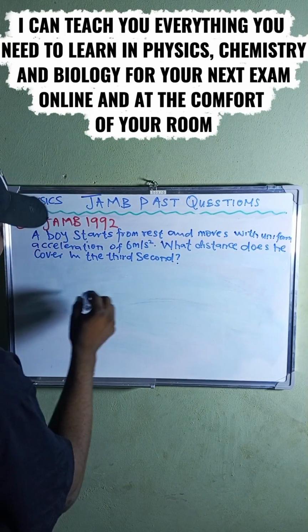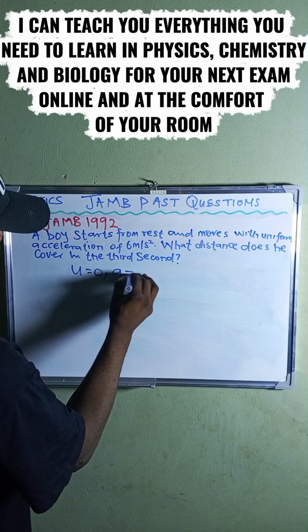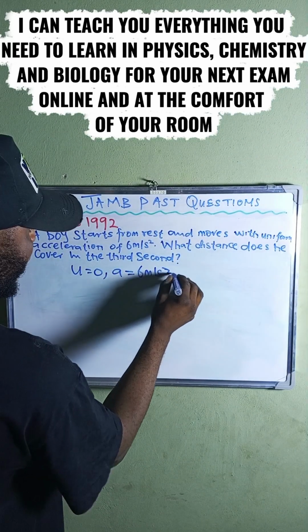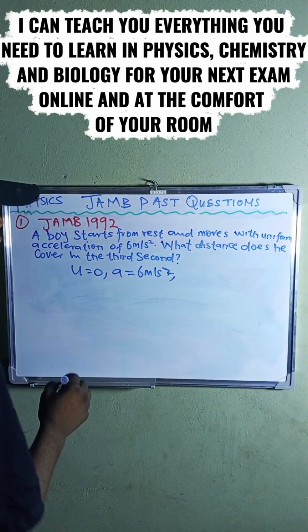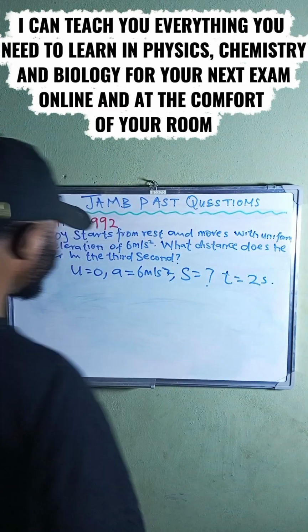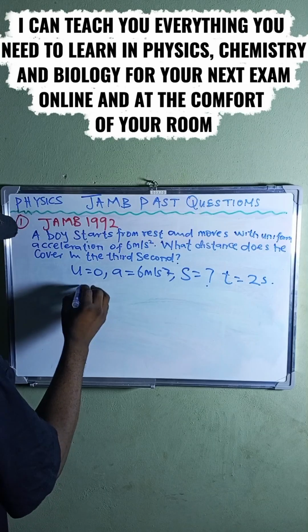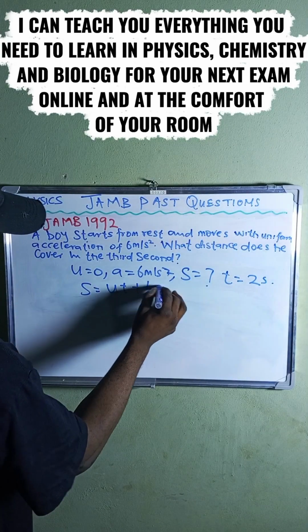It said a boy starts from rest, so initial velocity equals 0, and moves with uniform acceleration of 6 meters per second squared. Acceleration is 6 meters per second squared. So he said, what distance does he cover in the third second? So distance is unknown, but time will be 2 seconds. Now, which formula are we going to use for this? Which of the equations are we going to use? So it's going to be x equals ut plus half at squared.